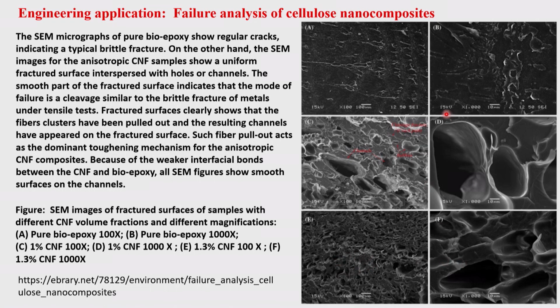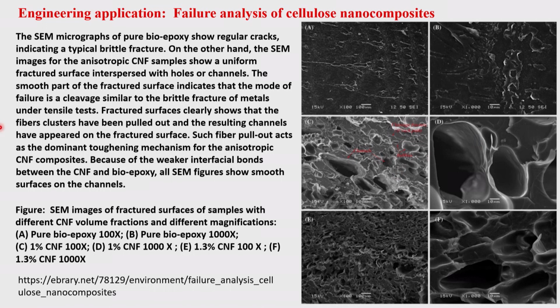You can see that obviously these structures are quite different here. The pure bioepoxy shows regular cracks indicating a typical brittle fracture. There are no special structures, no channels, no holes, nothing like that. Now once you make this into the carbon nanofiber containing composite, you have a different kind of fractured surface interspread with holes and channels, which you can see much better if you enlarge it.